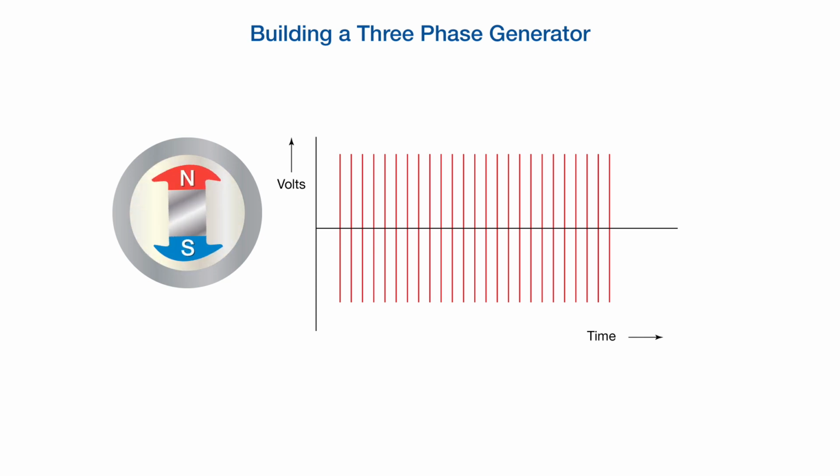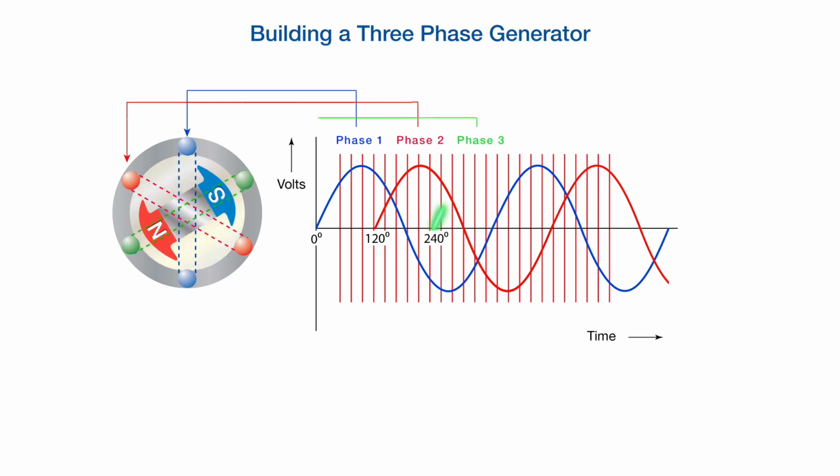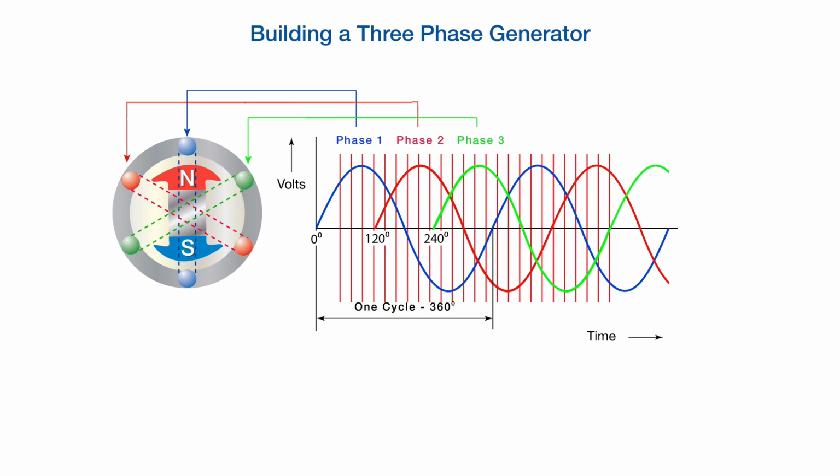Electrical power generated in a single-phase generator is expressed in a graph in terms of volts on the y-axis and time on the x-axis. We start with phase 1 coils as for the single-phase arrangement. Now, phase 2 coil is added spaced 120 degrees from phase 1. Then, to complete a three-phase generator, a third set of coils for phase 3 is spaced 240 degrees from the phase 1 coils. A full 360-degree turn represents one cycle over a time of 1 second.